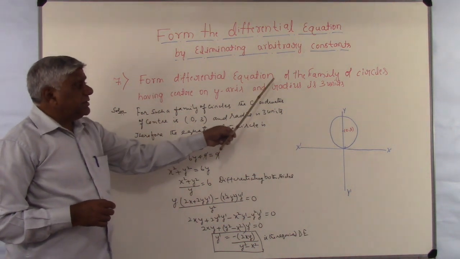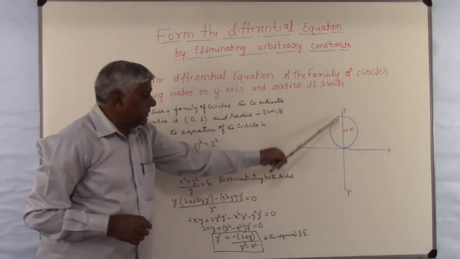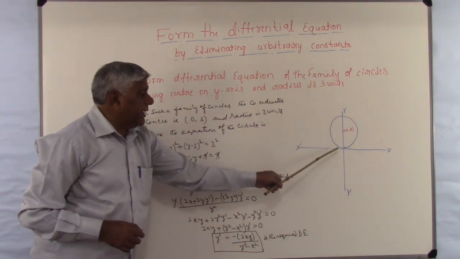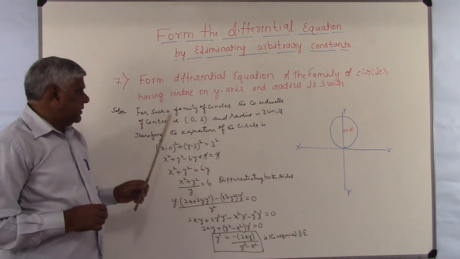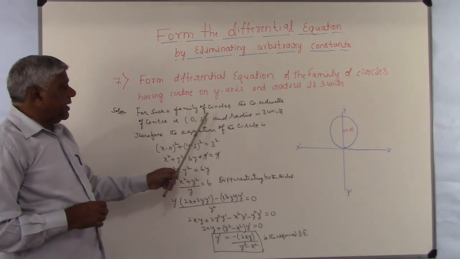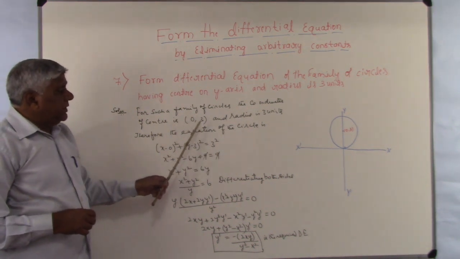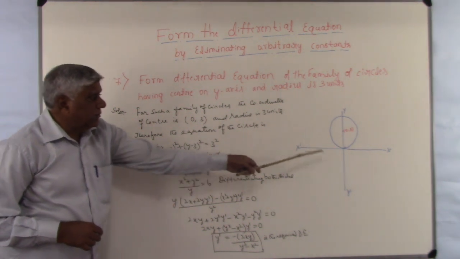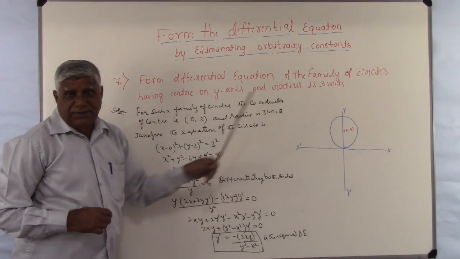Now see this problem, the seventh problem. Form the differential equation of the family of circles having center on the y-axis and radius 3 units. Radius is 3 units. See the solution. For such a family of circles, the coordinates of the center are (0, 3), and the radius is 3 units.